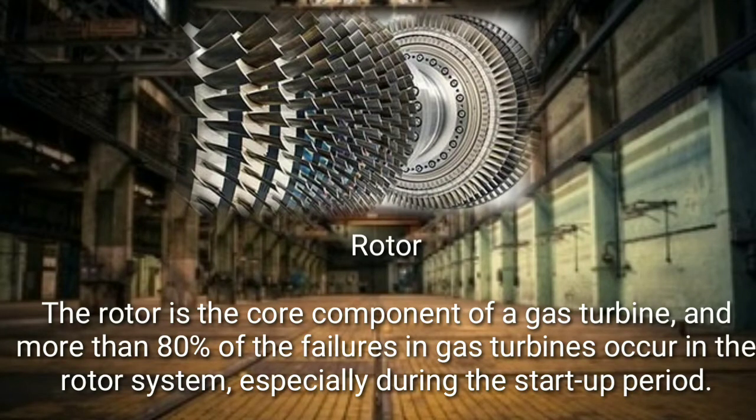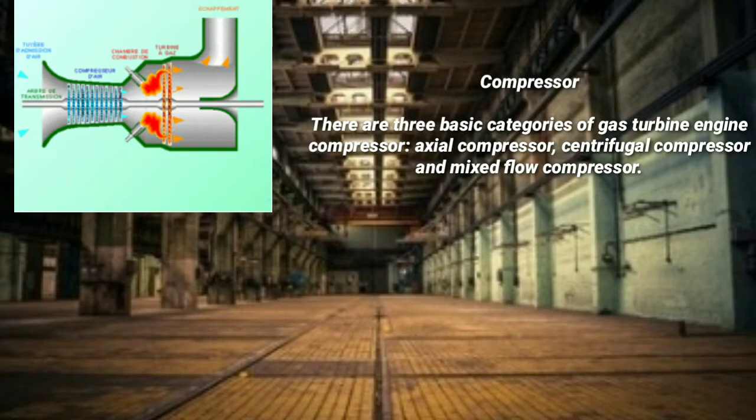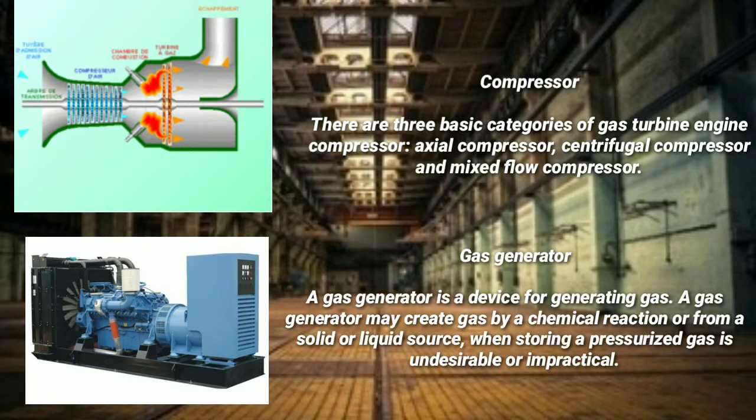The rotor is the core component of a gas turbine, and more than 80% of the failures in gas turbines occur in the rotor system, especially during the startup period. Gas turbine compressor. There are three basic categories of gas turbine engine compressor: axial compressor, centrifugal compressor, and mixed flow compressor. Gas turbine gas generator.